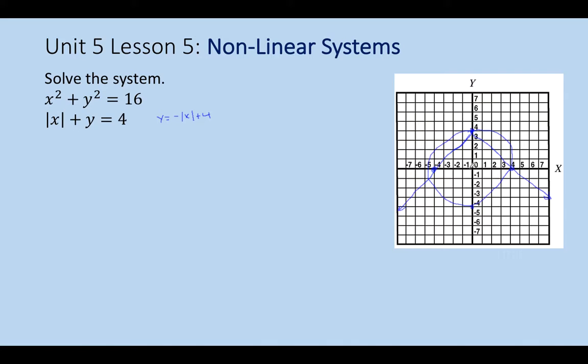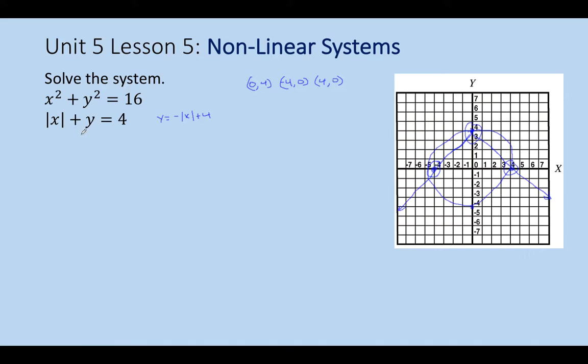Okay, so those are my two functions, and if I were able to draw a little better, my solutions are right here, and right here. So I'd have three solutions at (0, 4), (-4, 0), and (4, 0). Okay, so let's see what this looks like algebraically. Here's what I'm going to do. I'm actually going to use substitution.